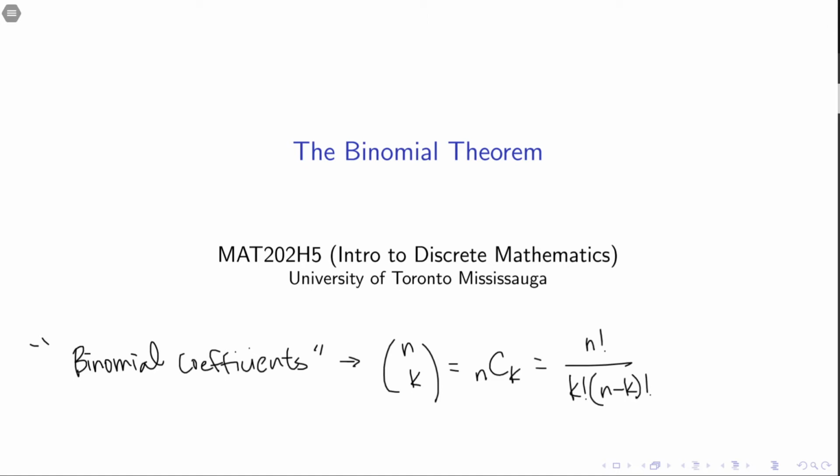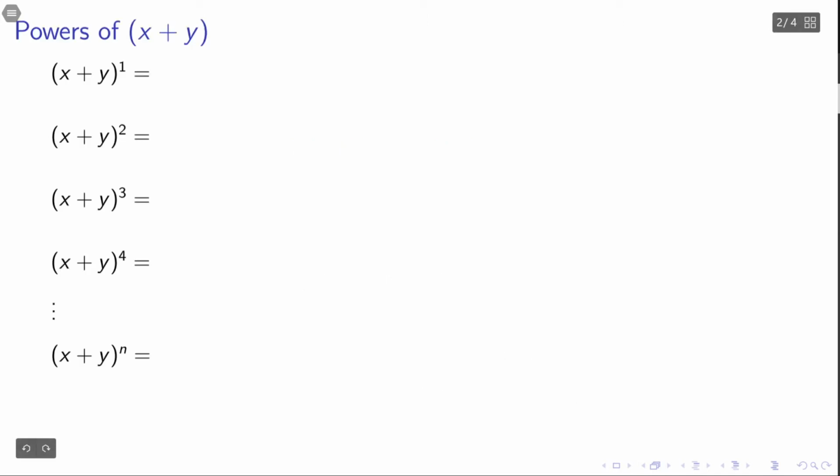Now, to see why, let's look at a few small examples. So let's consider the binomial x plus y and look at its powers for small exponents. X plus y to the first power, well, that's just x plus y. Right, so there's one term here with x and one term with y. So there's nothing really interesting there. Let's look at the next one.